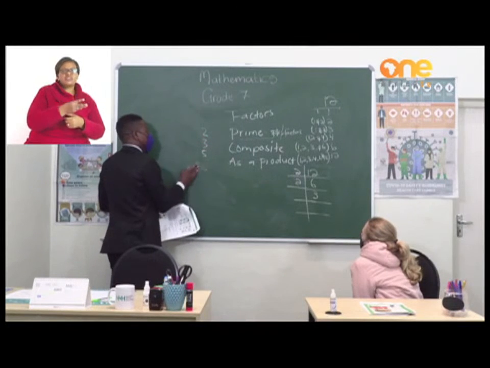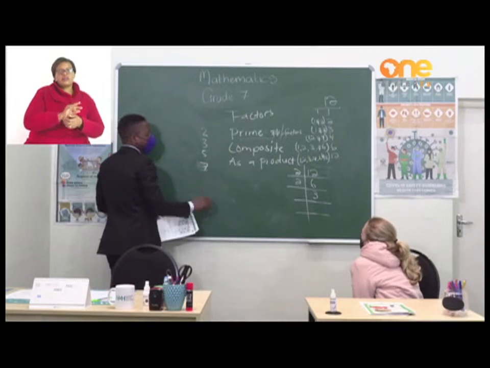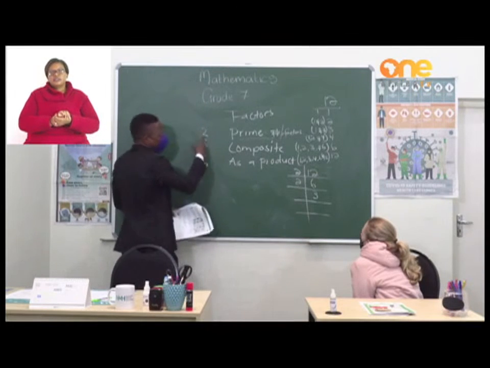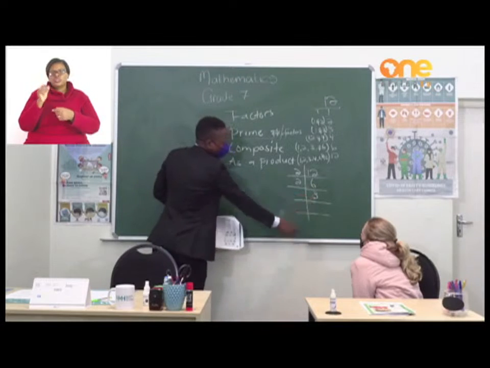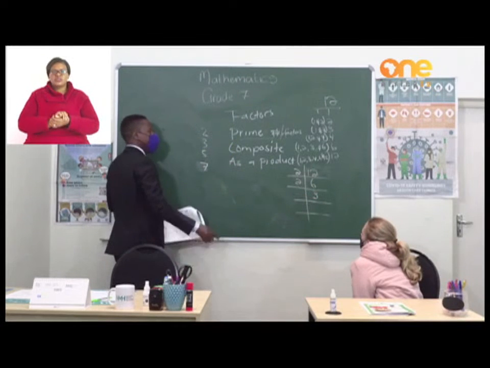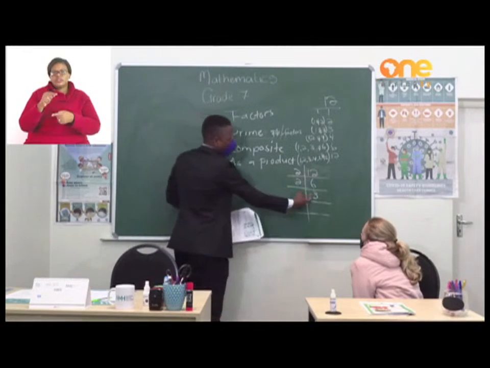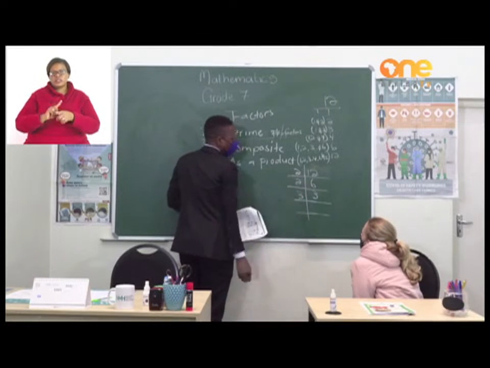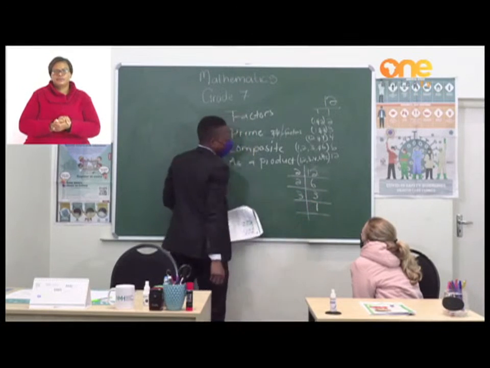And the next numbers: 2, 3, 5, 7. 2 cannot go into 3. 3, of course, can go into 3, so 3 goes into 3 one time.